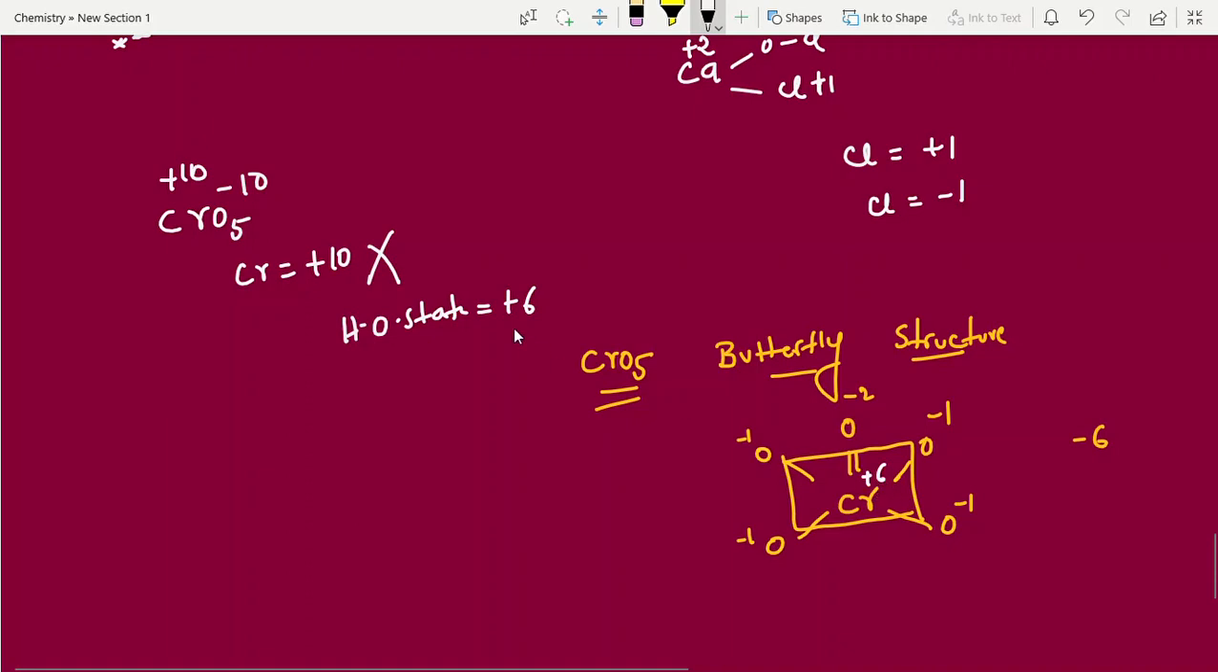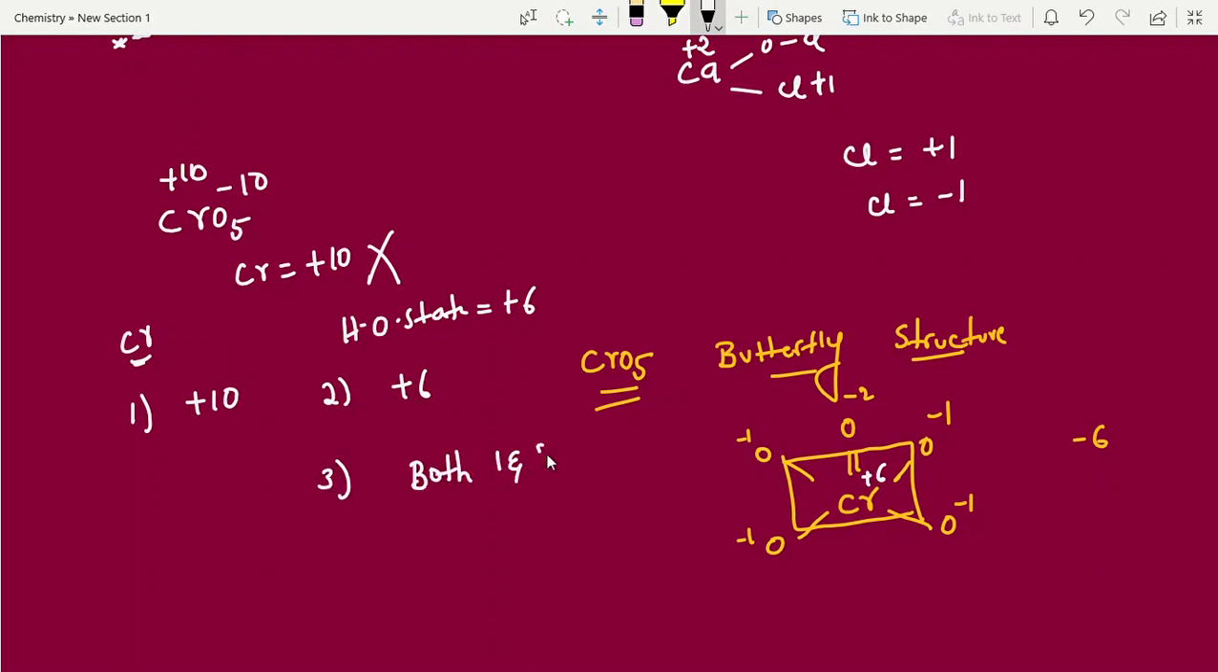See students, when you are asked for the highest oxidation state, they will give options like this. Chromium oxidation state: first option plus 10, second option plus 6, third option both 1 and 2. What is the correct answer? This one, because of the peroxy bonds. If you are getting a higher oxidation state than the highest oxidation state of that particular element, you can select your answer accordingly. To understand more, I am giving one more example.